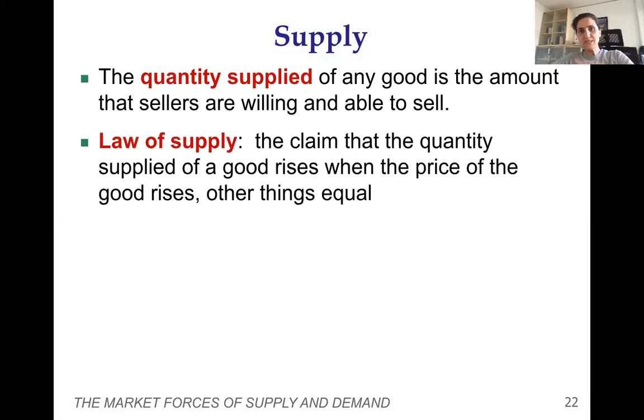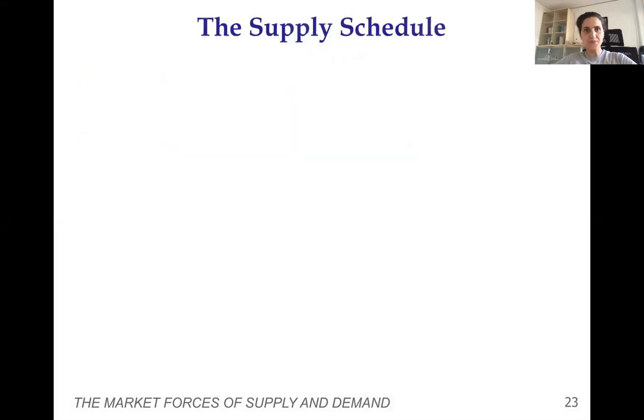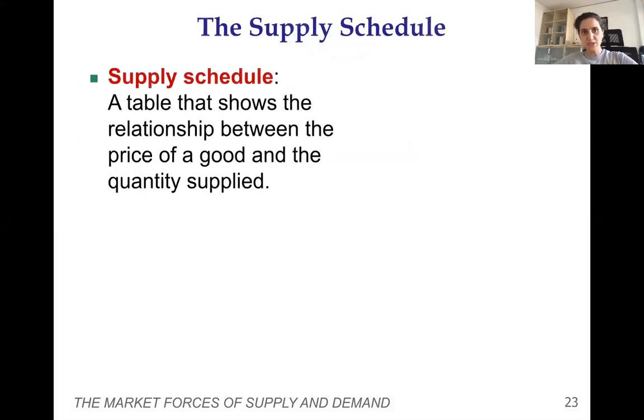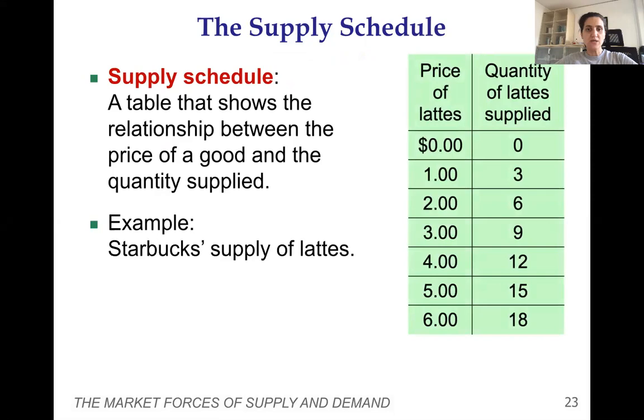Law of supply is the claim that the quantity supplied of a good rises when the price of the good rises, other things equal. A supply schedule is a table that shows the relationship between the price of a good and the quantity supplied. For example, Starbucks' supply of lattes. Remember, demand was Helen's latte demand. At the end, we are going to look at the market price for that.